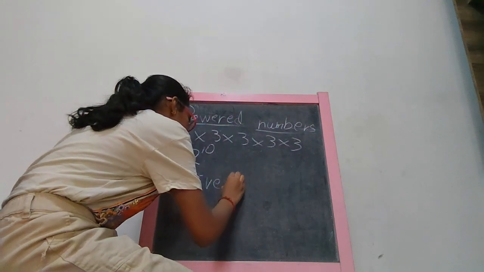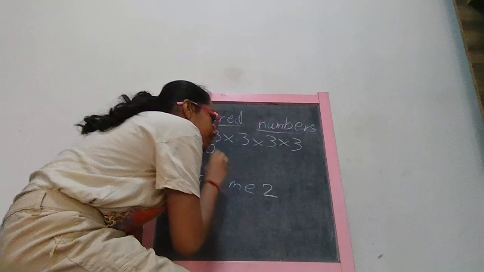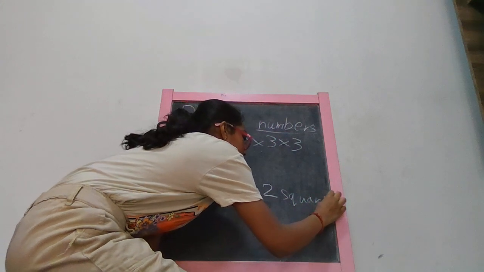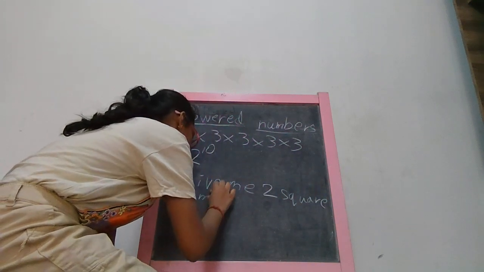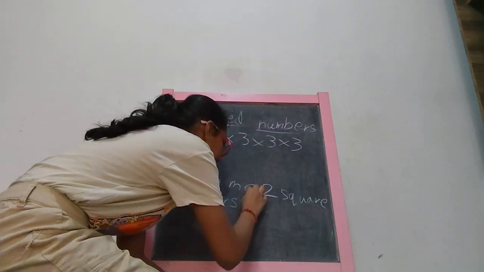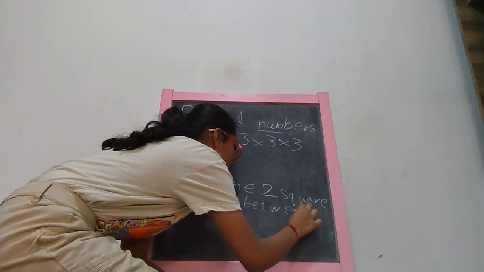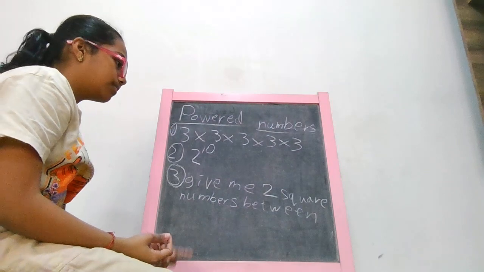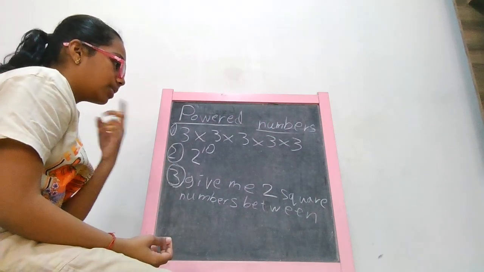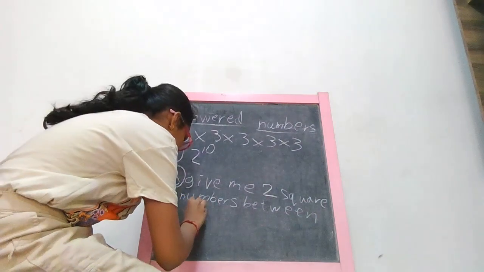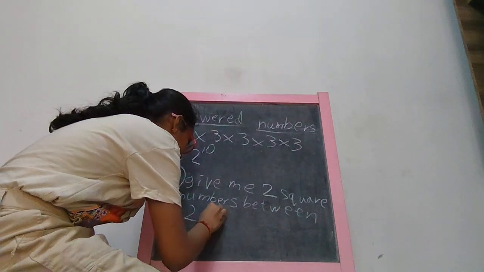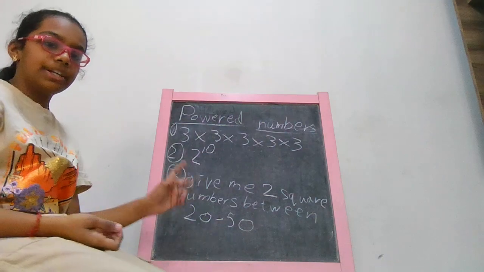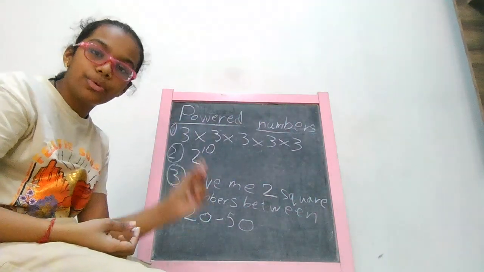Give me 2 square numbers between 20 to 50. 2 square numbers. Pay attention to the question. 2 square numbers only. No more than that.